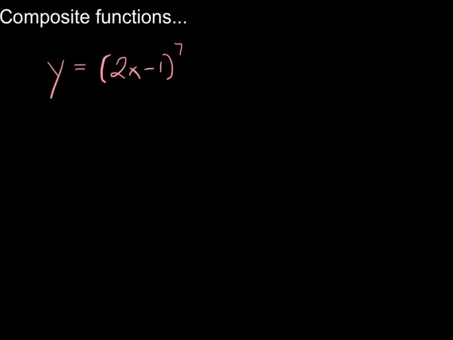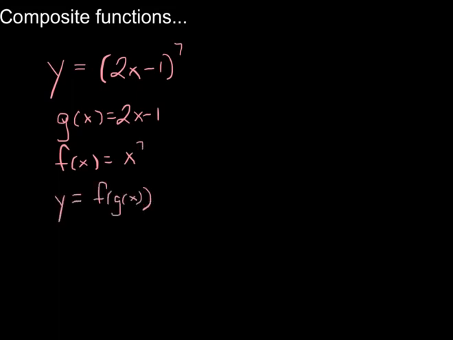This is a composite function because we can look at this as if g(x) is 2x - 1 and f(x) is x^7, then y would be f(g(x)). Now for this particular function, we can take the derivative using the power rule, but we'd have to do a lot of distributing to expand (2x - 1)^7 to get all of our monomials to then use the power rule.